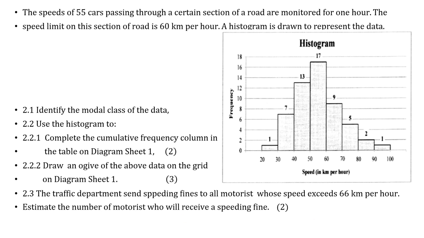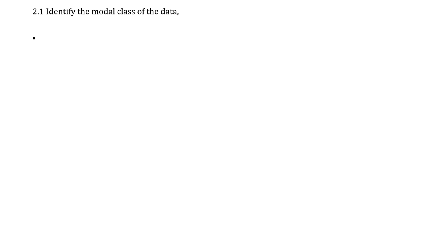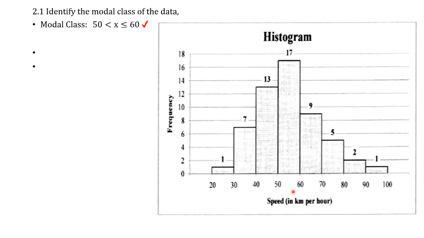First question, identify the modal class of the data. If we look, the highest column is between 50 and 60 and it's 17. So therefore my modal class is x greater than 50, less than or equal to 60, 1 mark. That is for my modal class.